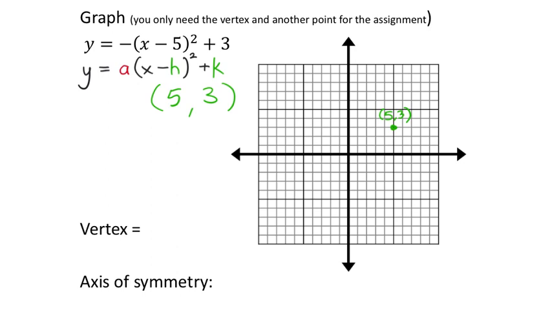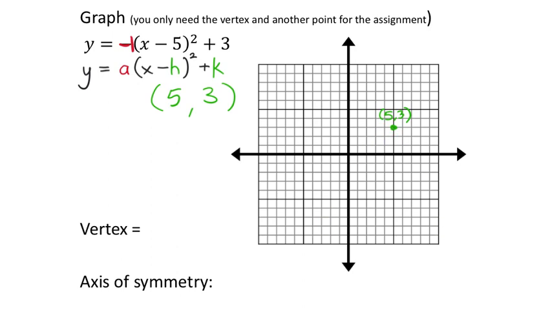Now, I'm trying to be careful with where I put my labels. (5, 3), I'm putting it up here because I know this one opens downwards. How can you know that already? It's because this is a negative a right there in front. In fact, it's a negative 1, which tells us, the a value being negative tells us it's going to open downwards.